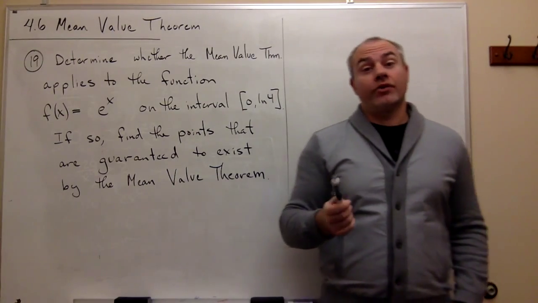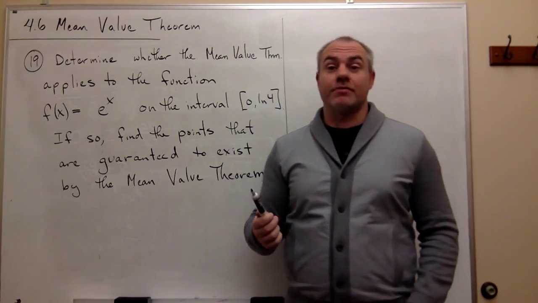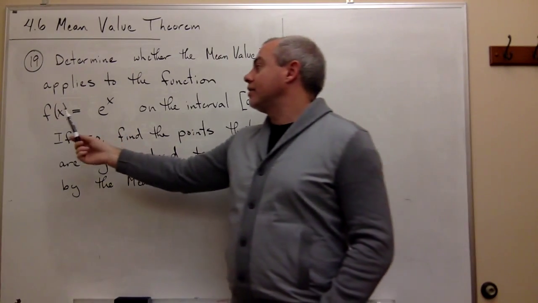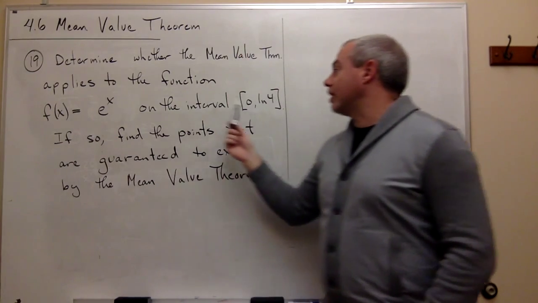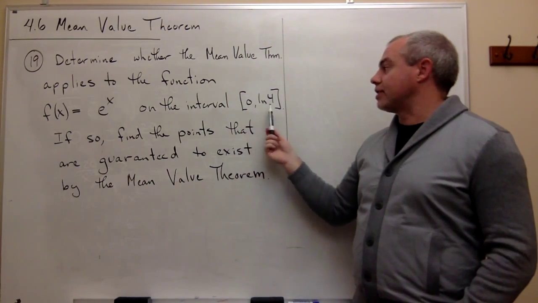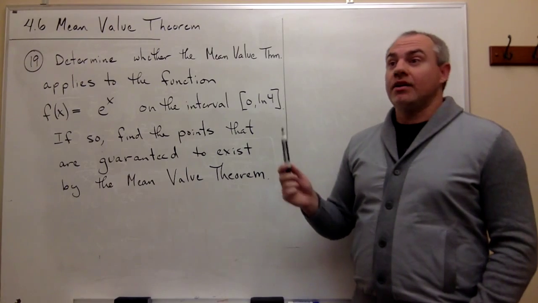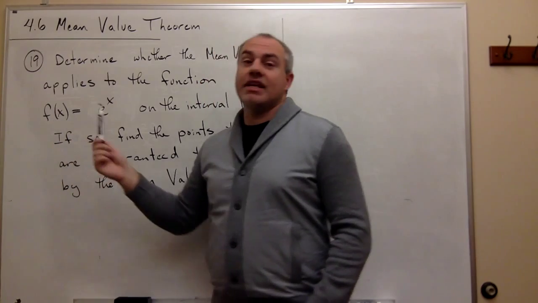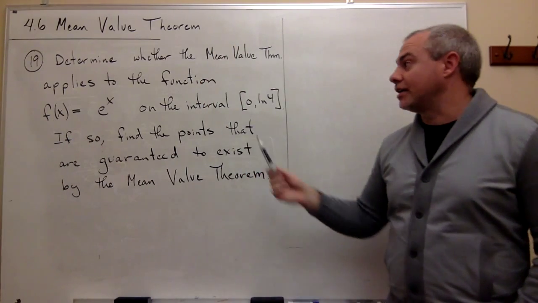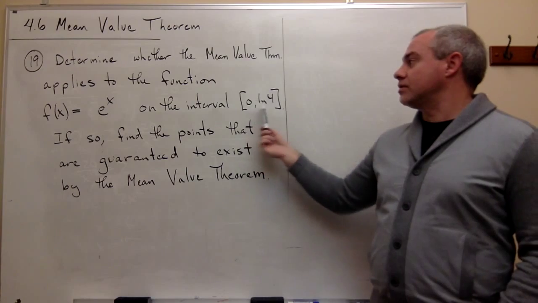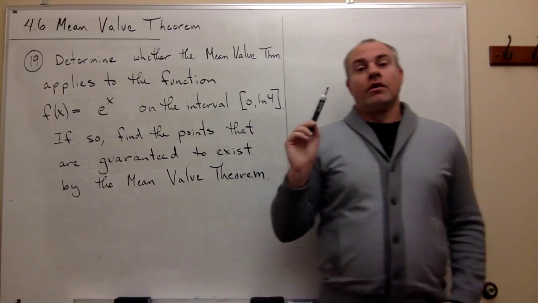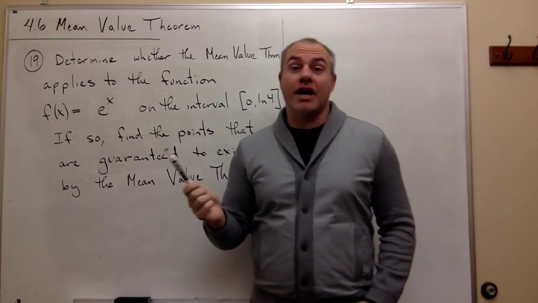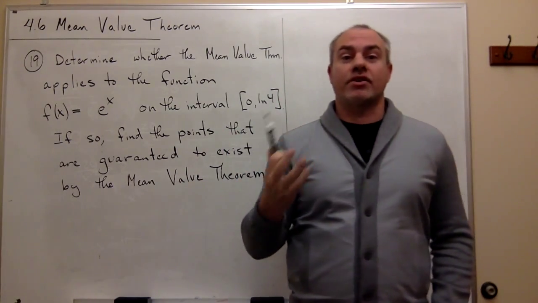Okay, real quick review of the mean value theorem. The mean value theorem says that if f is continuous on this interval and f is differentiable on the open interval from 0 to ln of 4, then that means that there's a place where the derivative of this function is equal to the slope of the secant line between these two points. Okay? So, to figure out whether or not the mean value theorem even applies to this function, we really just need to ask ourselves two questions.